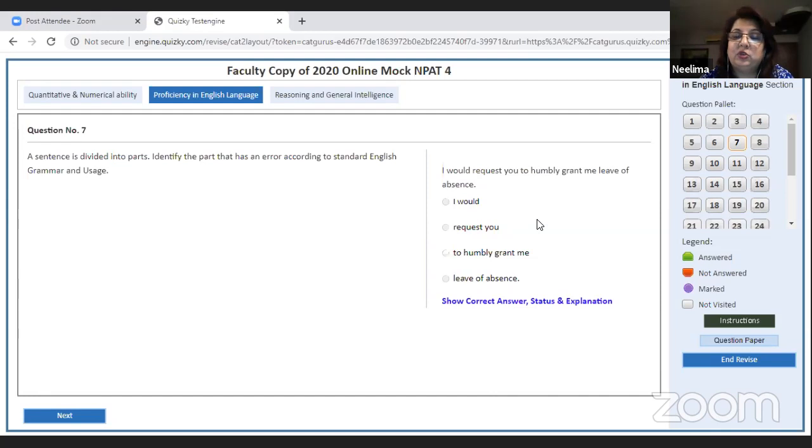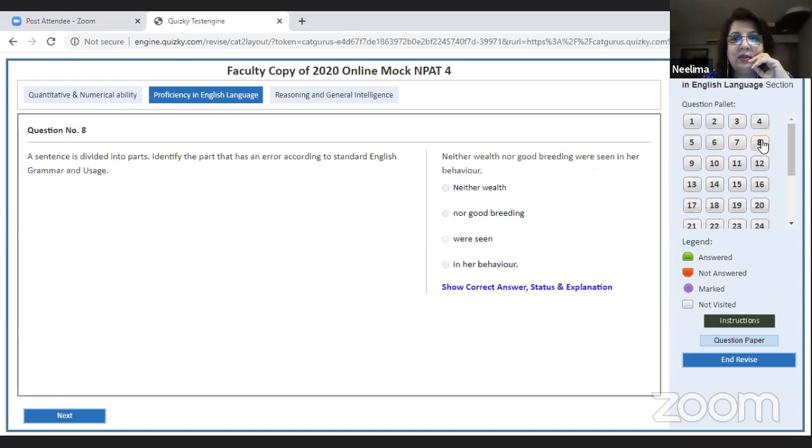Another aspect which you have to confirm here is that in the third part of the sentence, there is an infinitive, to grant. Infinitives are never split, children. You cannot say to humbly grant. It should have been humbly to grant me. So I would request you humbly to grant me leave of absence. So there are several concepts to keep in mind while solving grammar questions. Let's do just one more here.